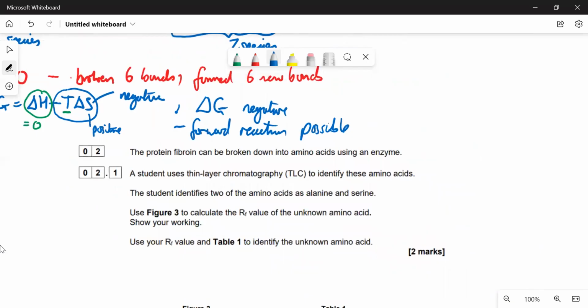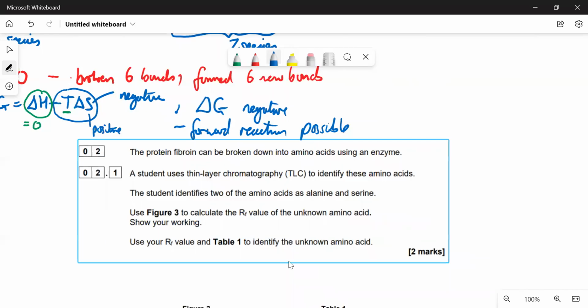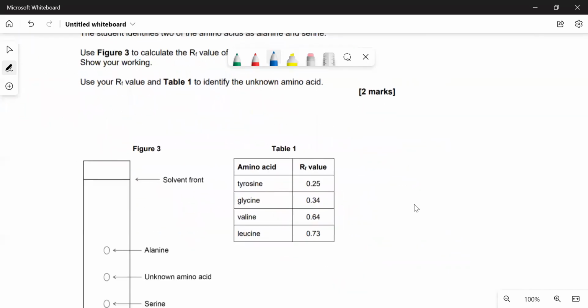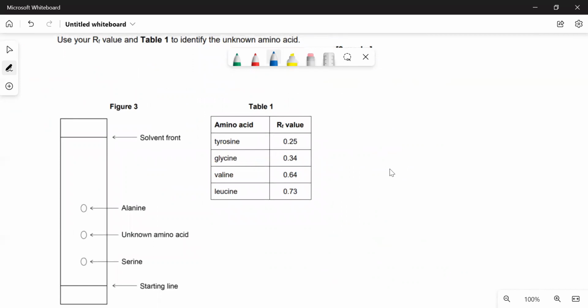Okay, question 2 now. This is about a protein, fibrin, which can be broken down into amino acids using an enzyme. A student uses TLC, thin layer chromatography, to identify the amino acids. The student identifies 2 of the amino acids as alanine and serine. Use figure 3 to calculate the Rf value and show your working. Well, I am not actually going to calculate it because I can't measure on a computer screen. But let's just show what we're going to do. And you've got to identify the acid. So Rf value is equal to the distance traveled by the spot divided by the distance of the solvent front.